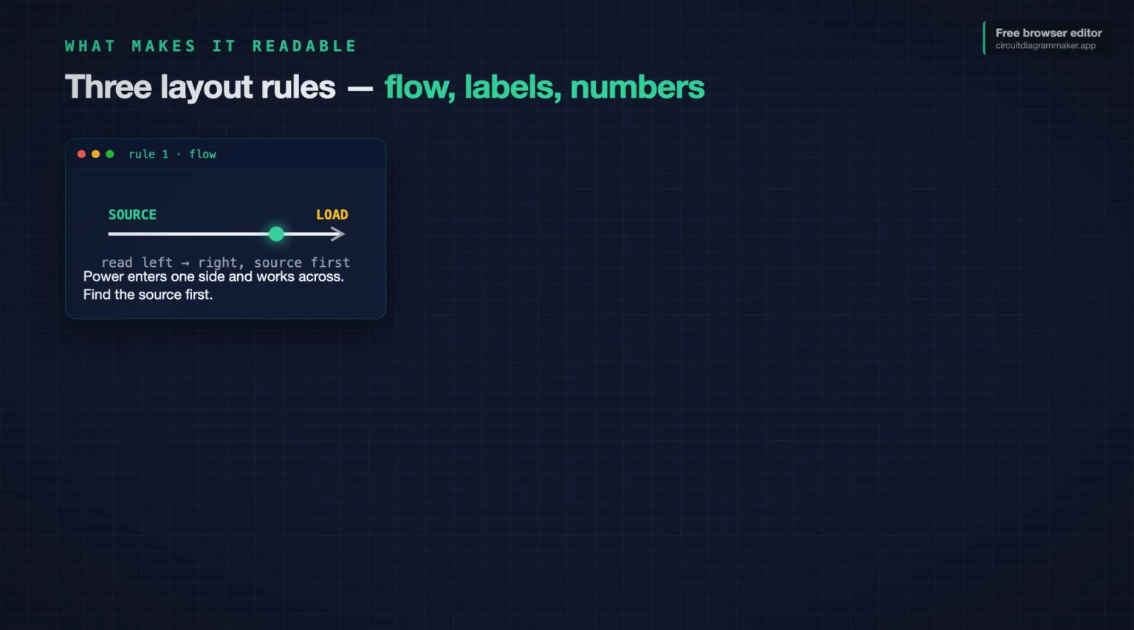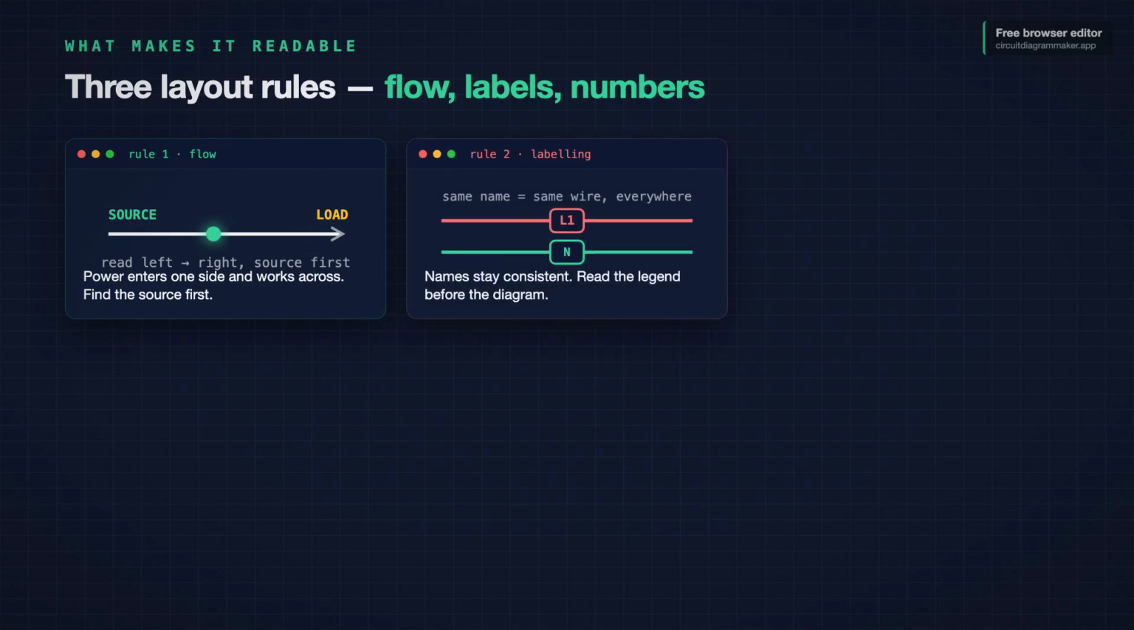Rule 2 is labeling. Good diagrams name things consistently. A wire tagged L1 in one spot is the same L1 everywhere it appears. Terminals get numbers, wires get colors, and there is usually a legend in the corner that explains the code. Read the legend before you read the diagram. It is 30 seconds that saves you 10 minutes.